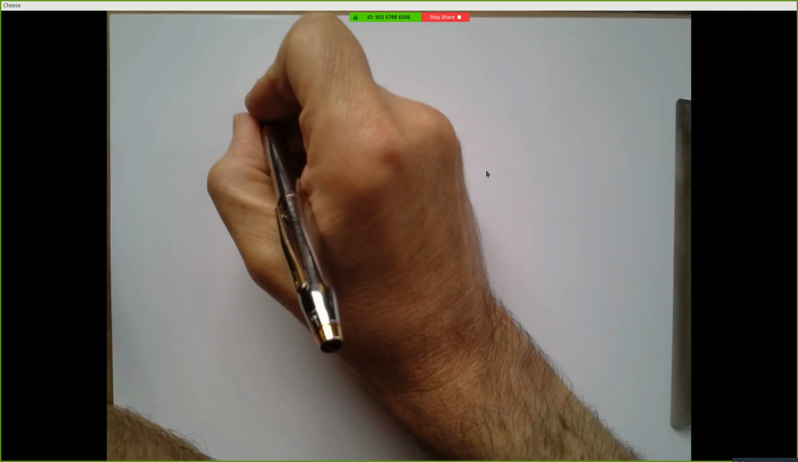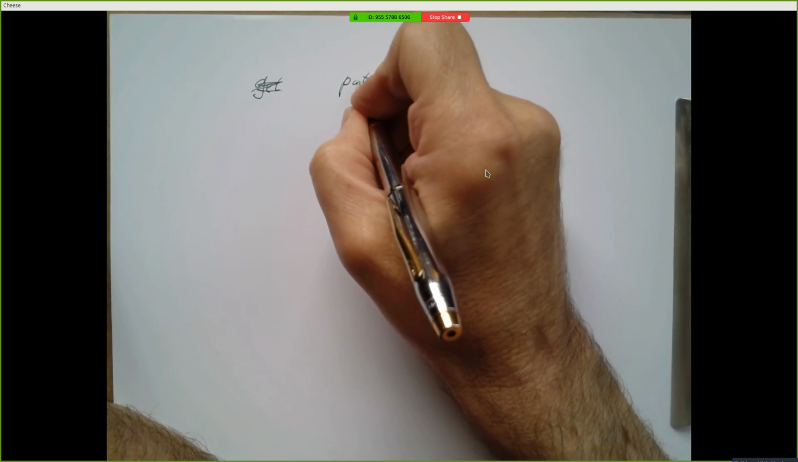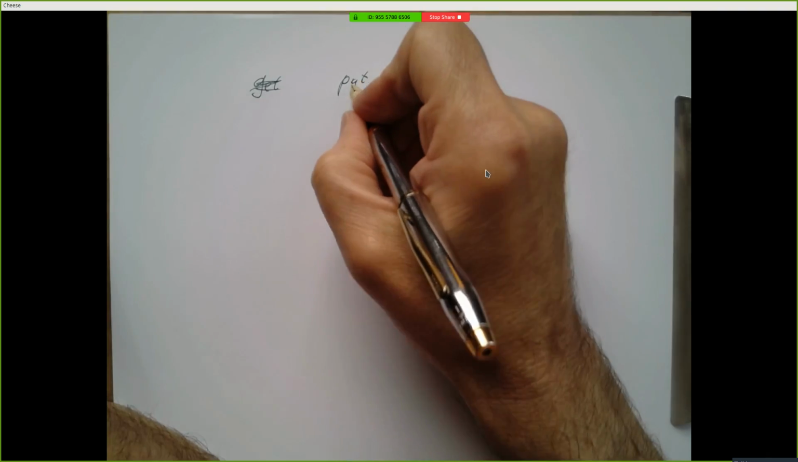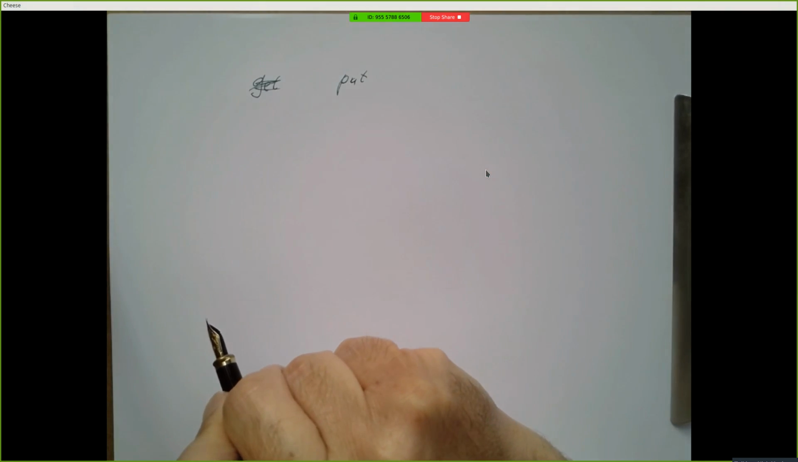The first thing I want to do is write a program that interacts with the user and lets me get and put stuff. So I'm going to say get. I'm going to say put. And then I'm going to say what I want to put. I'm going to have words and things associated with words.